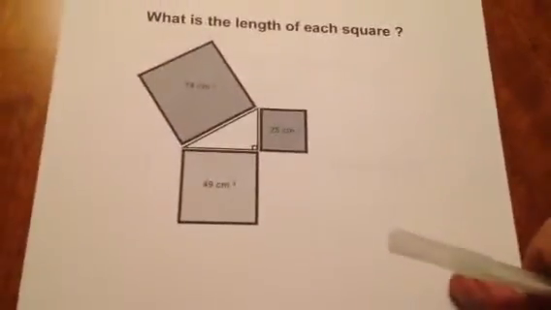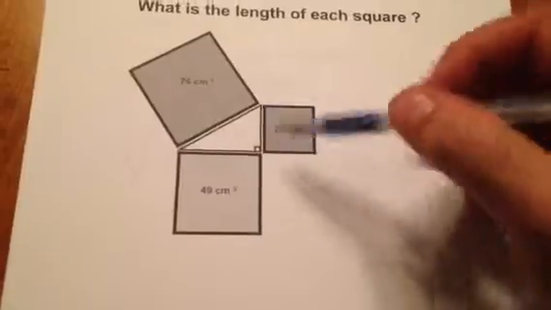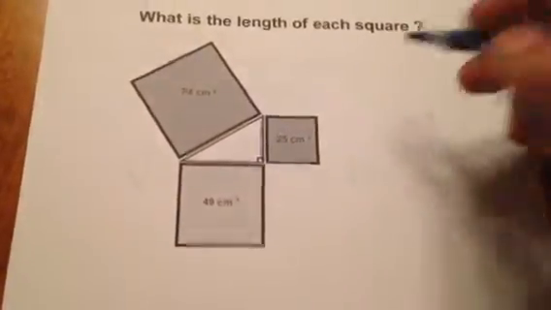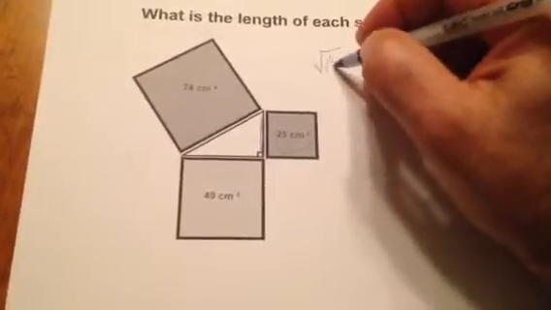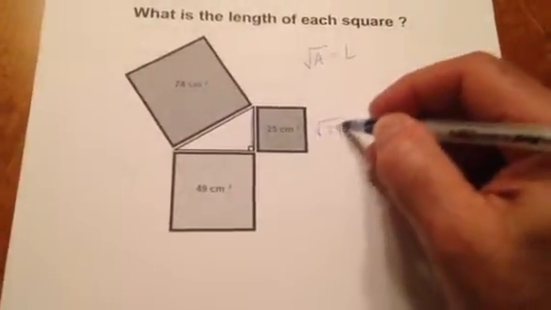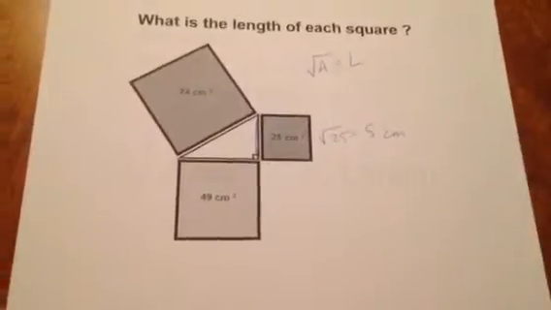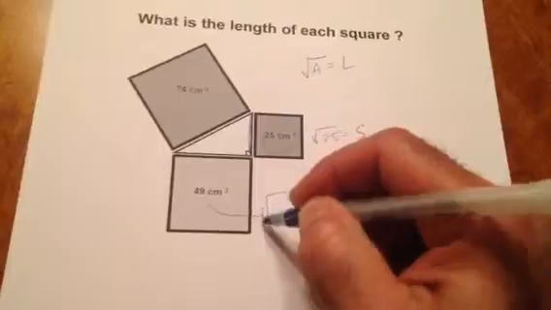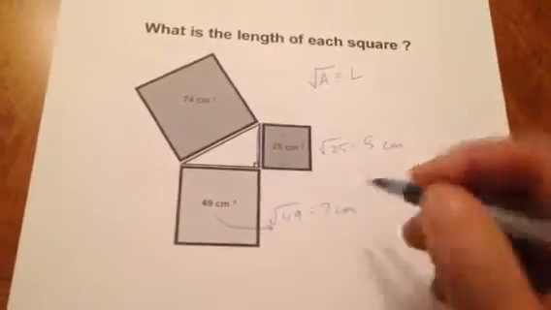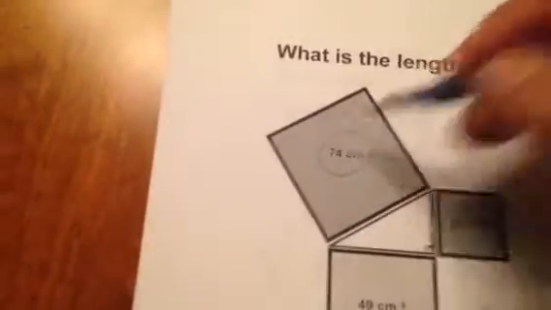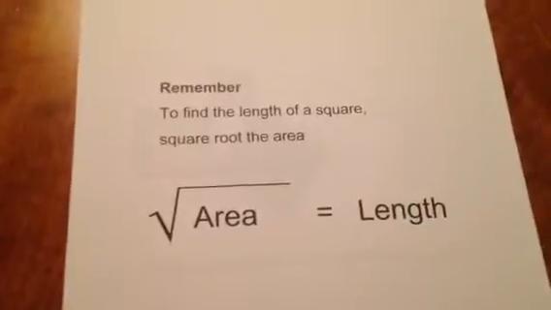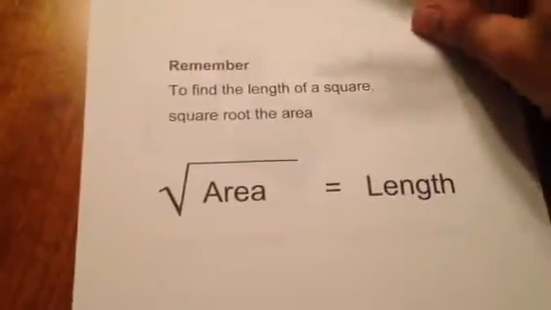Okay, what's the length of each square? Well, this is opposite, so I'm giving you the area. How do we find out the length of this leg? Well, we know the area, and you learned that if you square root area, you get length. So I square root 25, and I get 5 centimeters, not squared. Here, for this one, I square root 49, so that equals 7 centimeters. And this one here, well, it's not going to be a perfect square root. Square root 74, well, that's going to be a decimal, right? So this square will be 8.6 centimeters long, roughly. All right, and that's that. So remember, to find the length of a square, you square root the area.